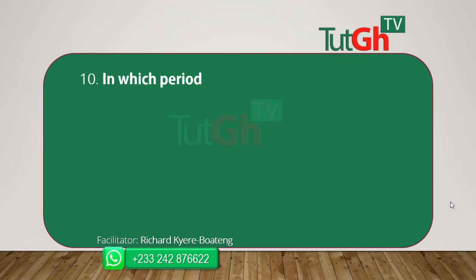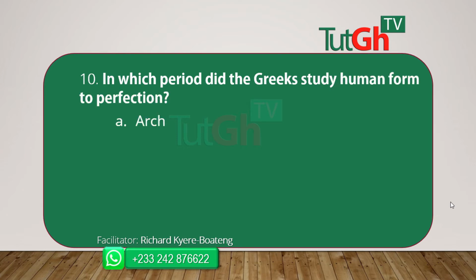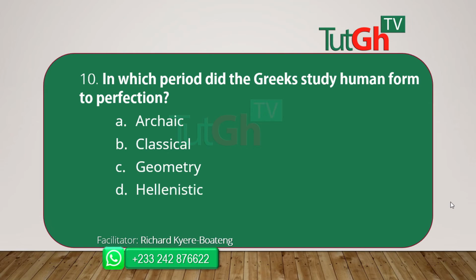10. In which period did the Greeks study human forms to perfection? A. Archaic, B. Classical, C. Geometric, D. Hellenistic. And the answer is B. Classical.